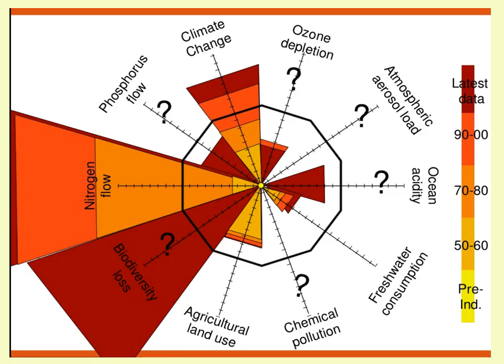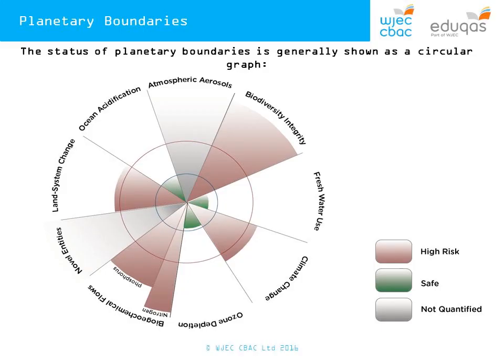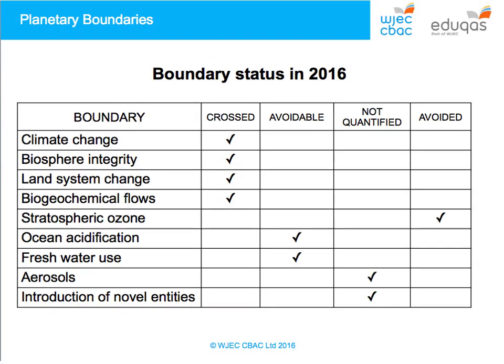Scientific research indicates that since the Industrial Revolution, an increasing amount of pressure has been placed on the Earth's resources due to human activity becoming the main driver of global environmental change. We can see here that ozone depletion, ocean acidification and freshwater use boundaries have not yet been crossed and remain in the safe operating space. But the climate change, biodiversity integrity, land system change and biogeochemical flows boundaries have been crossed and are in an area of increasing risk. The atmospheric aerosol and novel entities boundaries are as yet unquantified due to the many variables involved. This is summarised here. Now let's look at each boundary.